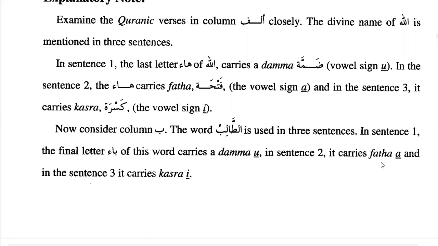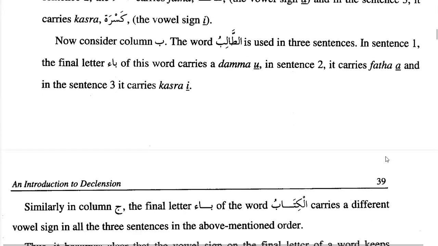And in the sentence, the fatha a represents fatha and its pronunciation is a. This u represents dhamma and its pronunciation is u. This i represents kasra and its pronunciation is e. Okay. And in sentence three, it carries kasra, i, e.